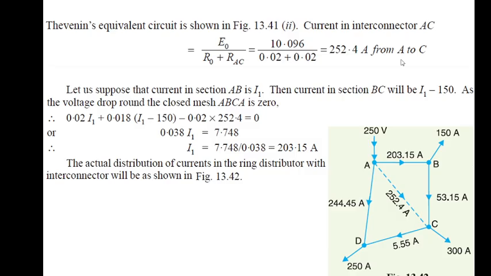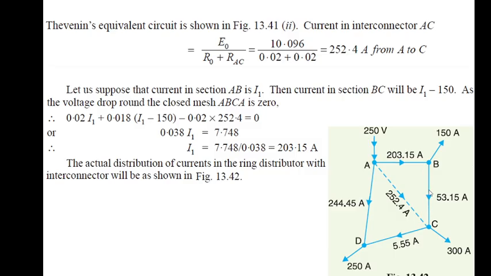Next, to determine how current distributes in the ring, we assume a current A1 from A to B. We assume A1 in section AB, and consequently the current in section BC becomes A1 minus 150 amps. This is a KCL. So we know about this one, and this one minus 150 is equal to IABC.